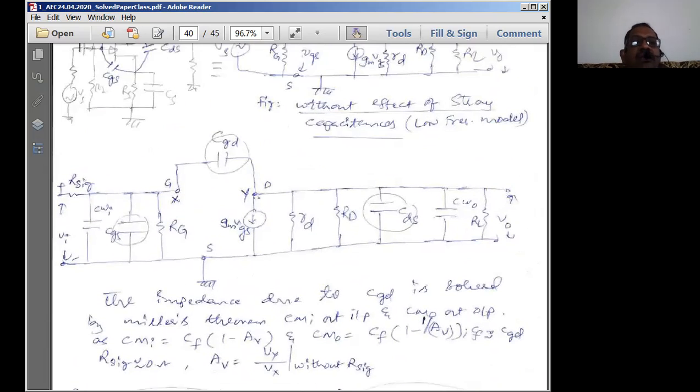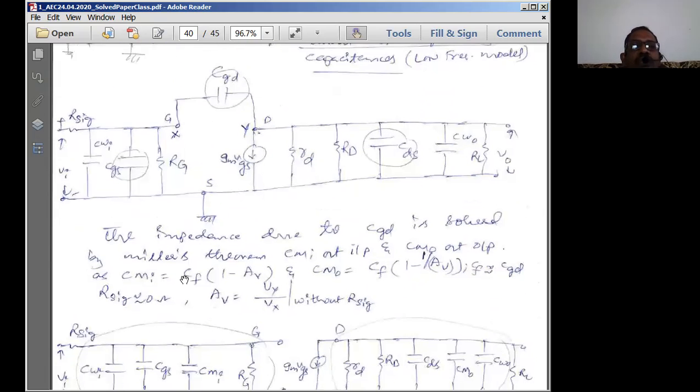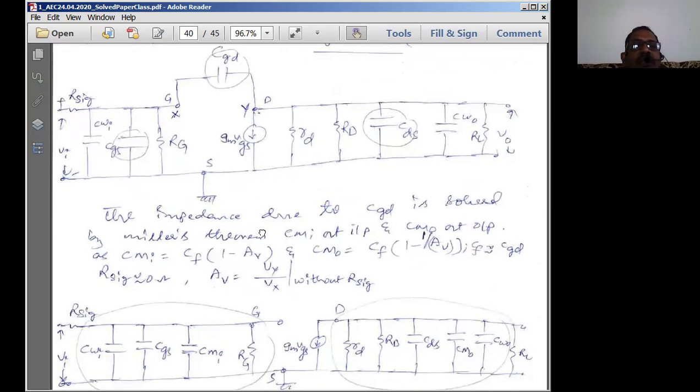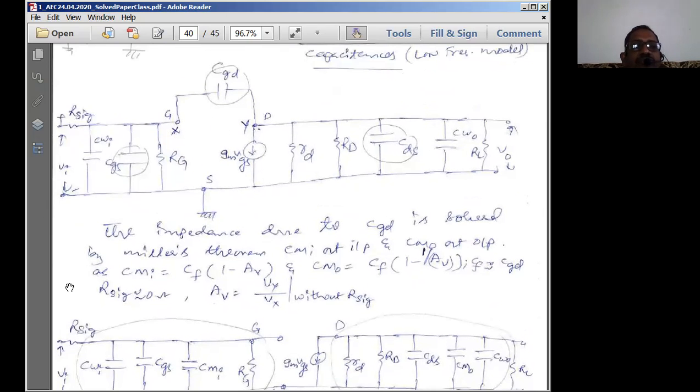After that, this capacitor is joining the output and the input, so it acts like a feedback element. To solve this, we use Miller's theorem, the Miller equivalent circuit. By using Miller's theorem, the Miller input capacitance can be written as the feedback capacitor times (1 minus AV), and the Miller output capacitance is CF times (1 minus 1 by AV).